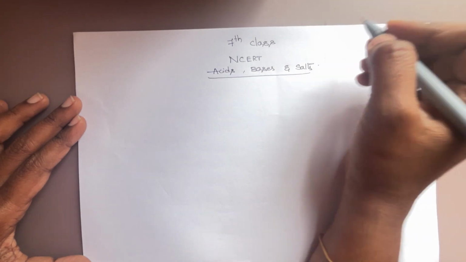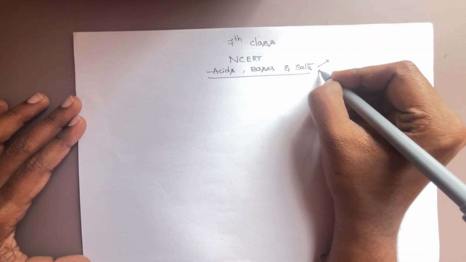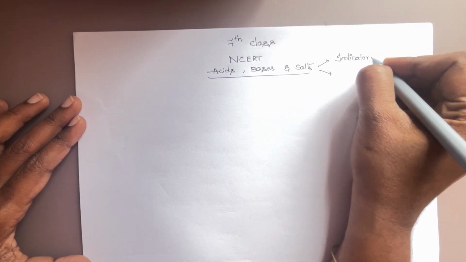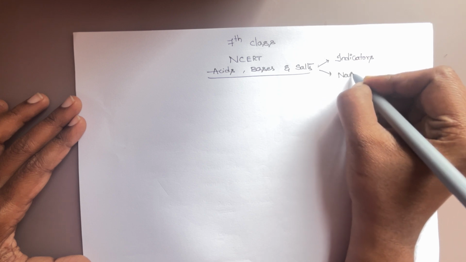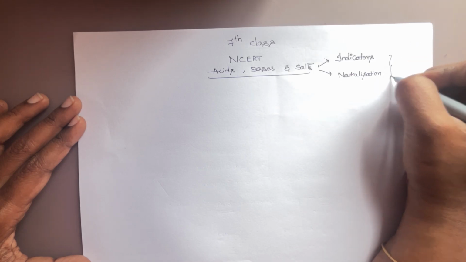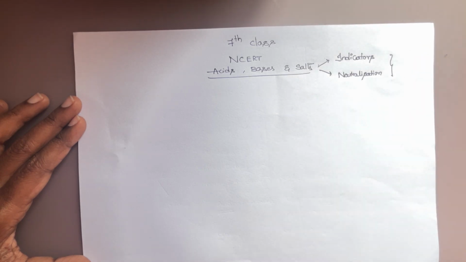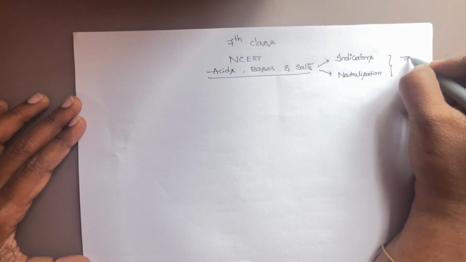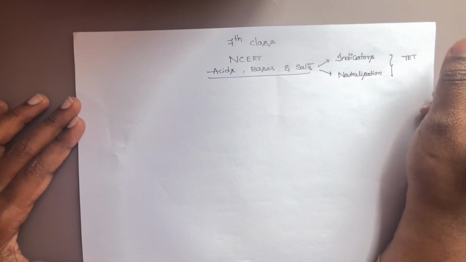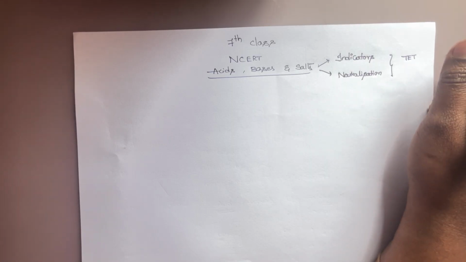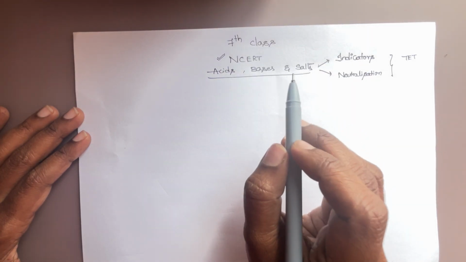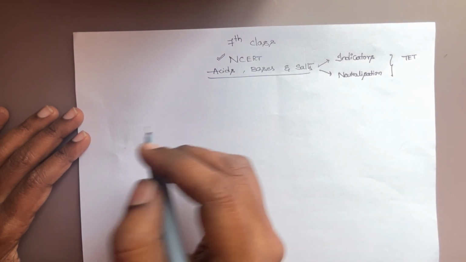In this chapter, I am going to divide the chapter into two parts. First, I am going to explain the indicators. Second, the neutralization concept. From these two concepts, there are definitely questions in competitive exams. Competitive exams means all teaching related exams, TET, DSC and all, or RRB and Public Service Commission exams, because in every exam basic chemistry is present. If you follow the NCERT textbooks, it will be very, very helpful to strengthen your basics.